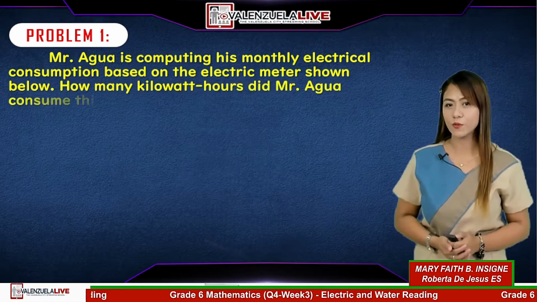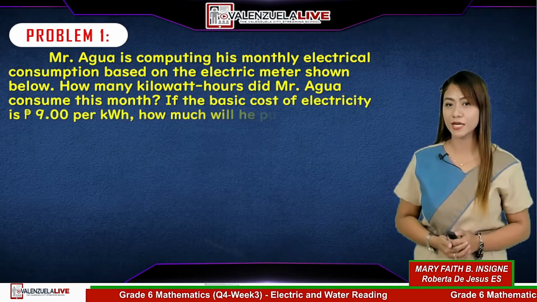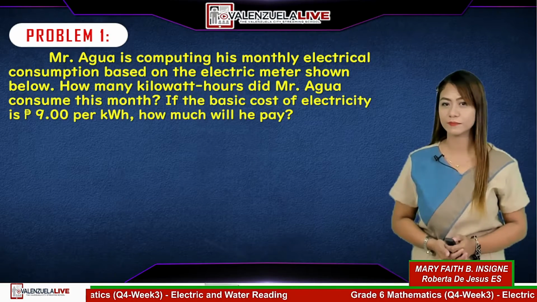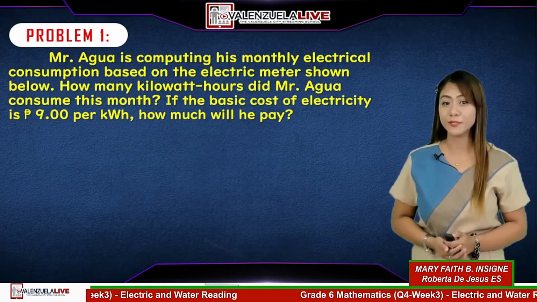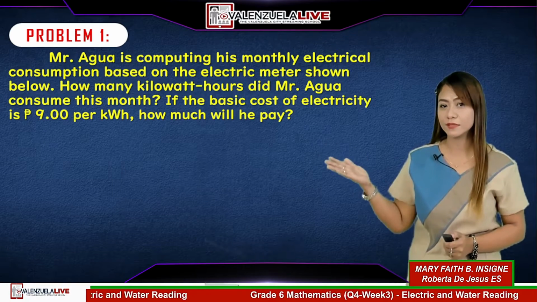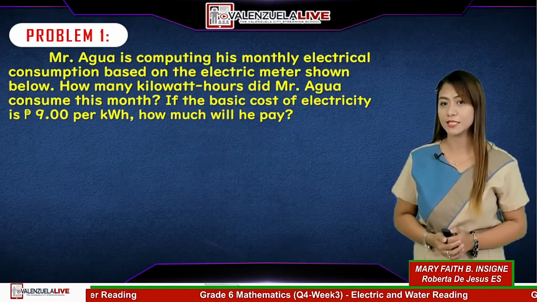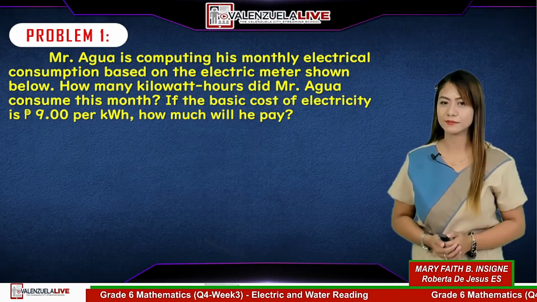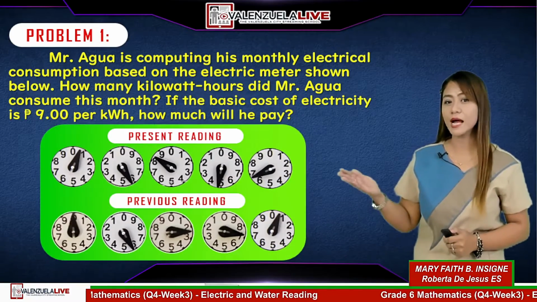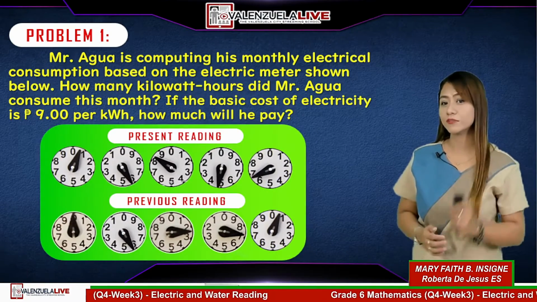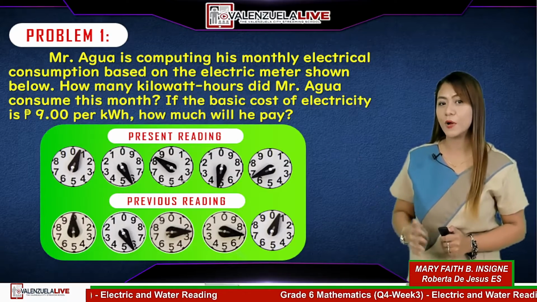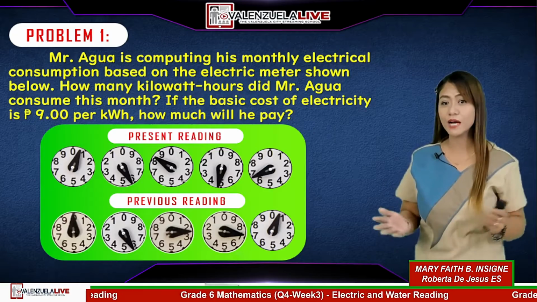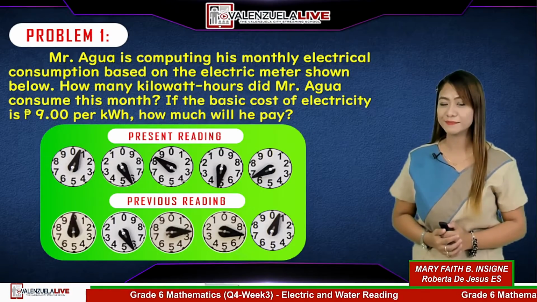Mr. Agua is computing his monthly electrical consumption based on the electric meter shown below. How many kilowatt hours did Mr. Agua consume this month? If the basic cost of electricity is 9 pesos per kilowatt hour, how much will he pay? To determine Mr. Agua's electric consumption, we should read the previous and present electric meter. But how are we going to read electric meter and solve the amount of his electricity bill? Let's find out.